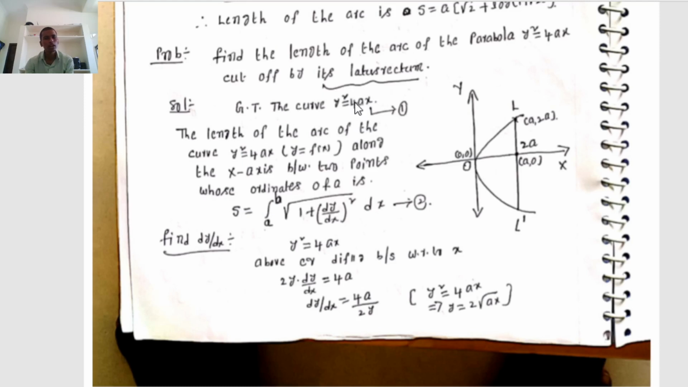Given that the curve y square equal to 4ax, the given equation is in Cartesian form, y equal to f of x. Therefore, the length of the arc of the curve y square equal to 4ax along the x axis between two points whose x limits are 0 to a, in standard form, the length of the arc of the curve y equal to f of x with x limits a to b is s equal to integration a to b square root of 1 plus dy by dx whole square into dx.